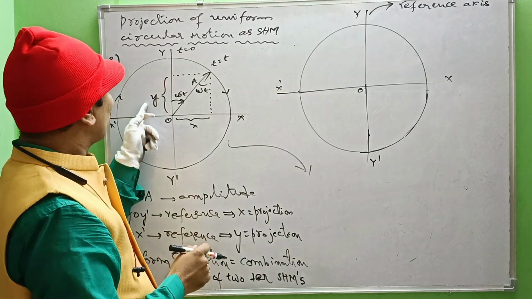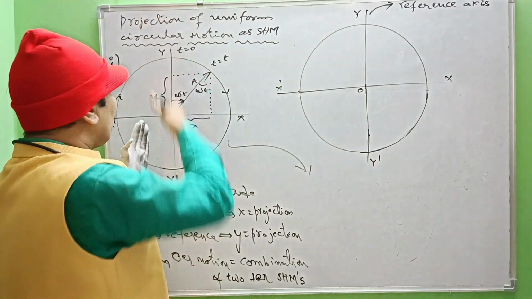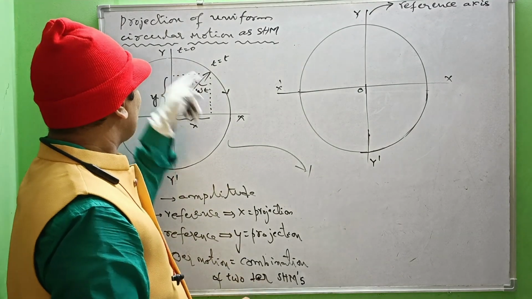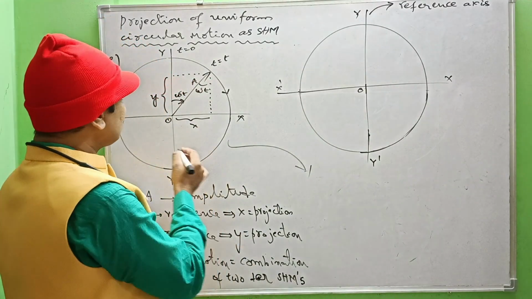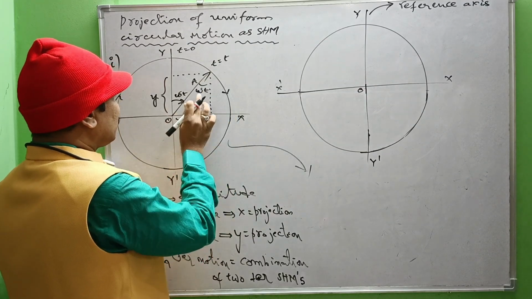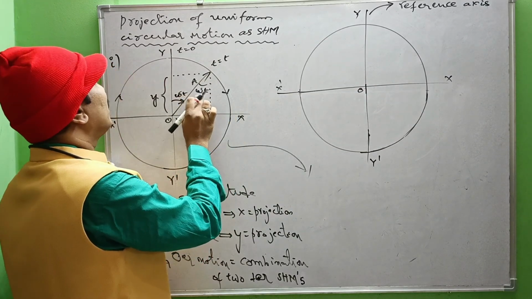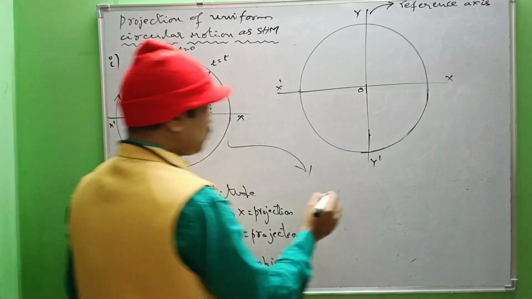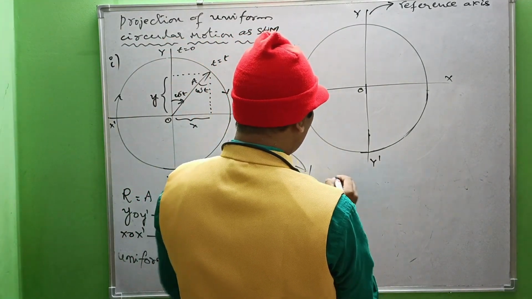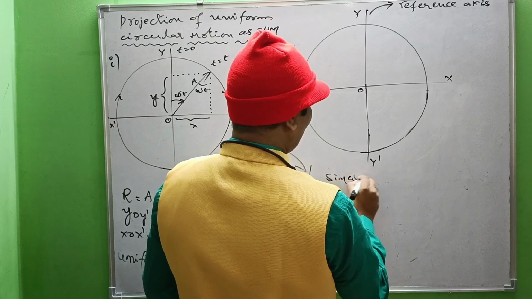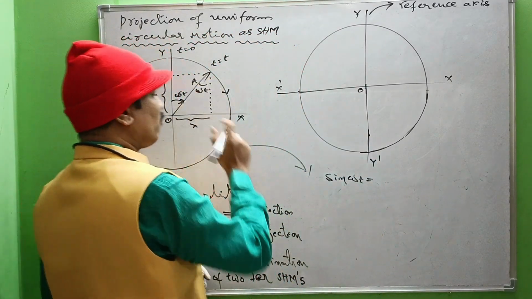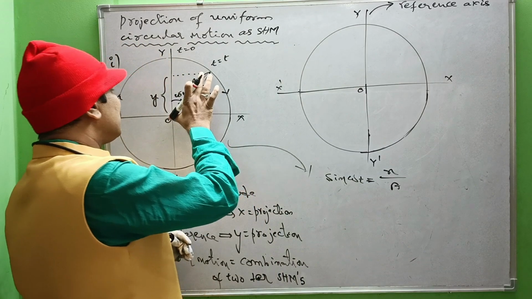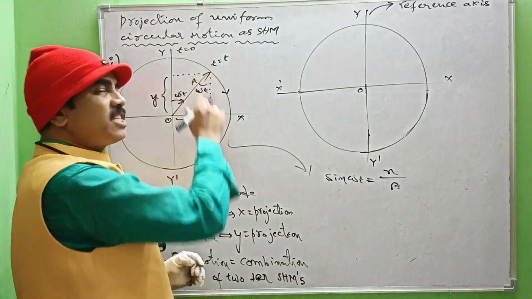I don't want to consider y, I want to consider the x projection. Why? Because I took y o y dash as the reference axis. So this is the reference, so x is the projection. Now see, in this right angle triangle, if this is omega t, this one also omega t. Therefore, sine omega t equal to opposite side by hypotenuse, that is x by a. In fact, this is the radius of the circle, but that itself is the amplitude.